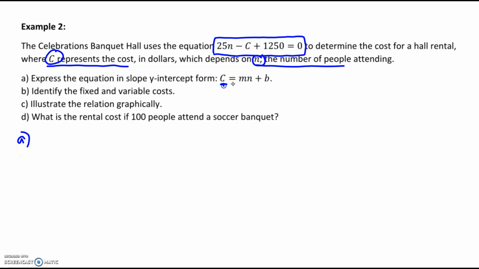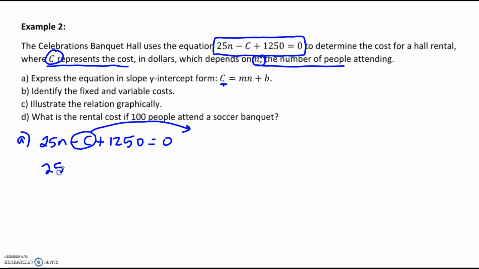So we want it to have the c isolated. So I'll start by writing the original equation, 25n minus c plus 1250 equals 0. I'm going to leave c where it's at. Please note it's a negative c. Now I have another option. I don't necessarily have to leave negative c here. I could bring it to the other side, and that would make it a positive c.